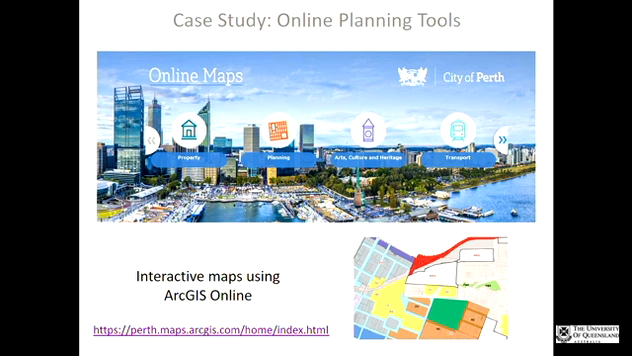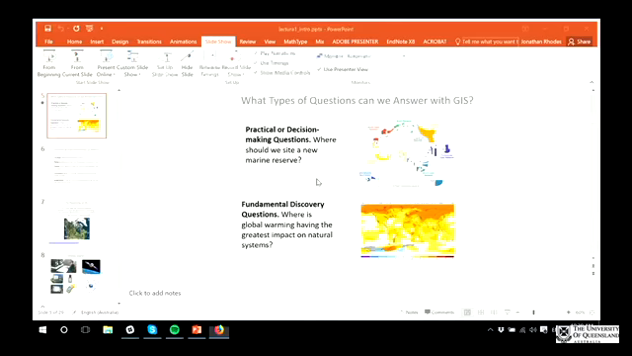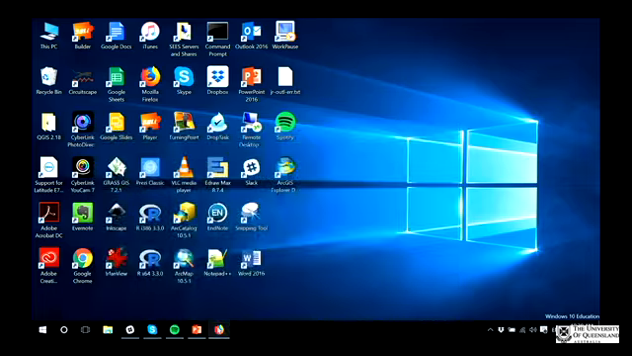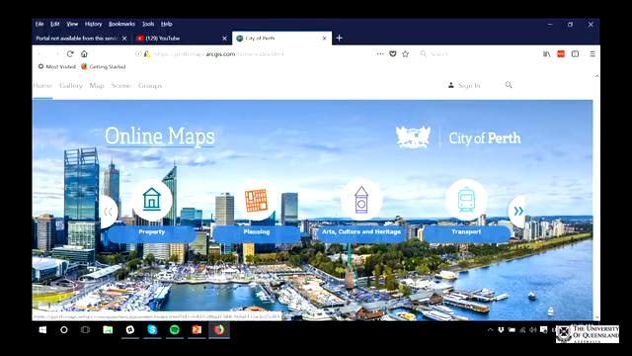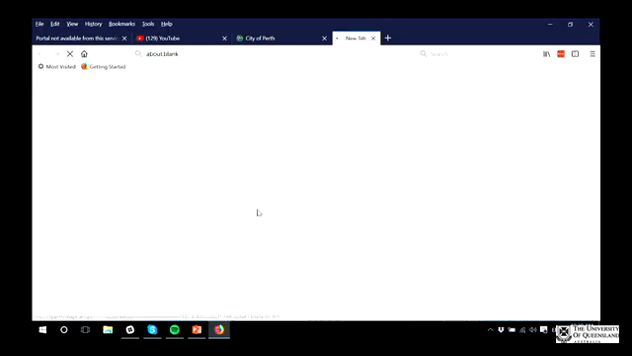Sorry? No, this is the whole of the city of Perth. Yeah. Hang on. I'll just try and get back to it. If you're interested, you can go and have a play around with this.